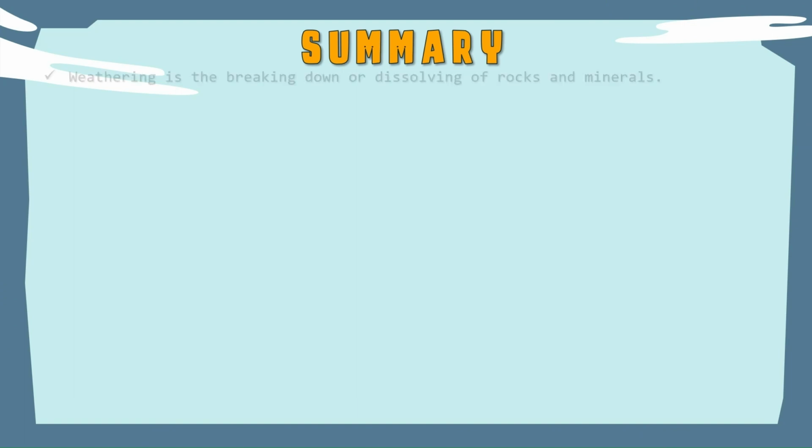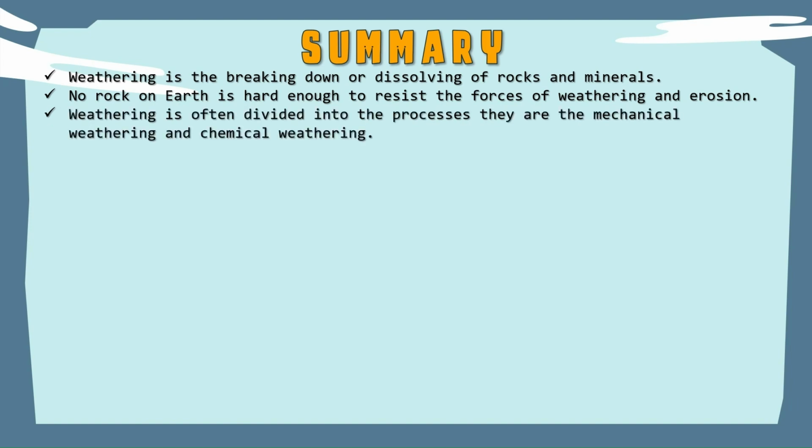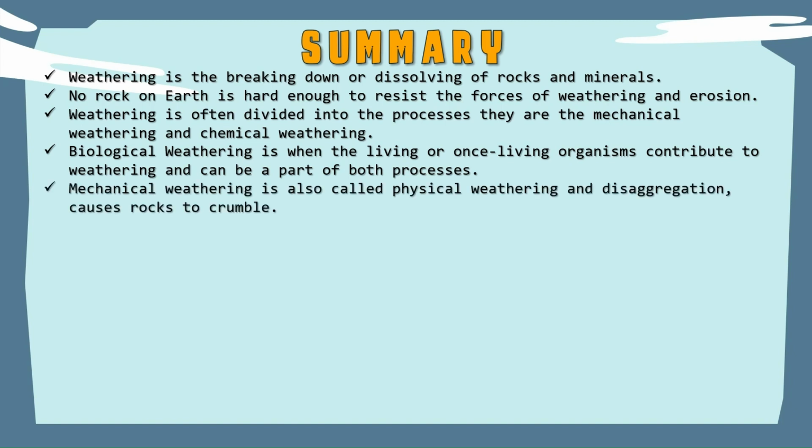So to summarize, weathering is the breaking down or dissolving of rocks and minerals. No rock on Earth is hard enough to resist the forces of weathering and erosion because of different agents. Divided into two processes, we have the mechanical and chemical weathering. Biological weathering is when living or once living organisms contribute to the weathering and can be part of both processes. Ayan. Mechanical weathering is also called physical weathering, and disintegration causes rocks to crumble. So, hiwa-hiwalay, disintegrate.